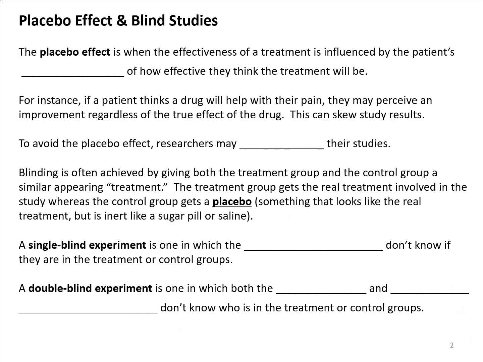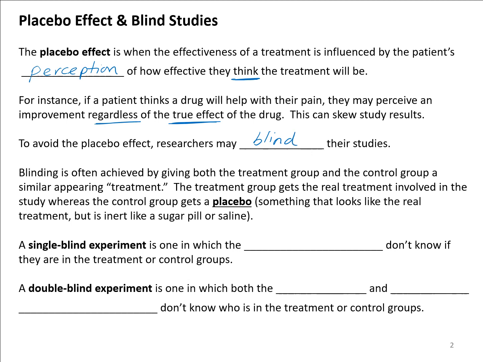In some experiments, you may have something called the placebo effect. The placebo effect is when the effectiveness of a treatment is influenced by the patient's perception of how effective they think the treatment will be. For instance, if a patient thinks a drug will help with their pain, they may perceive an improvement regardless of the true effect of the drug. So regardless of the true effect, they may perceive an improvement. So this can skew study results. To avoid a placebo effect, researchers may blind their studies.